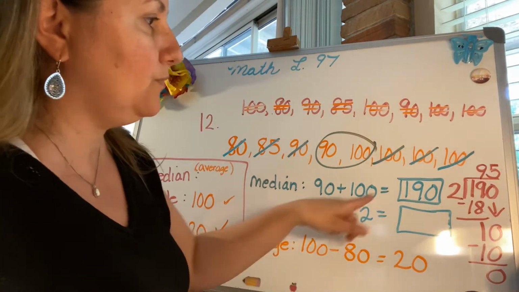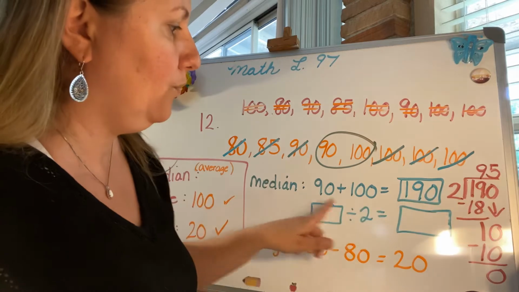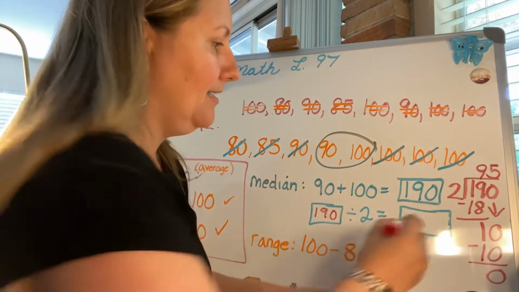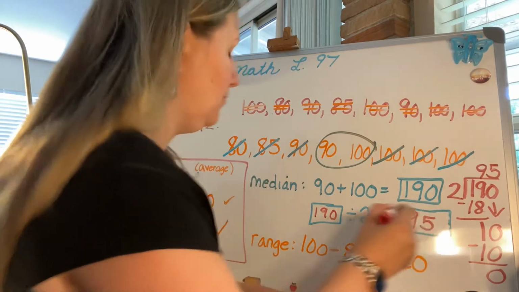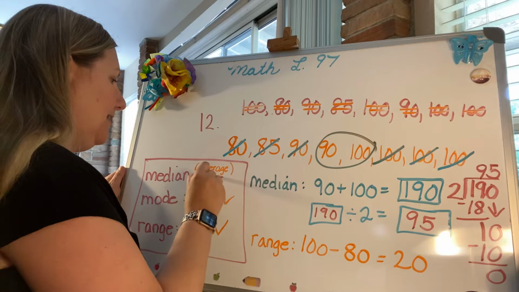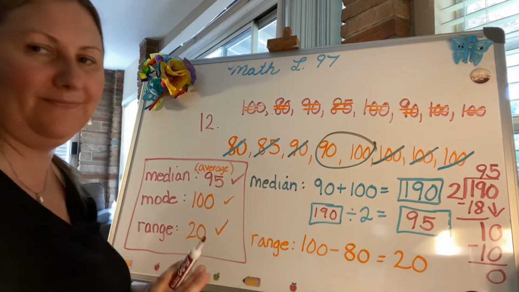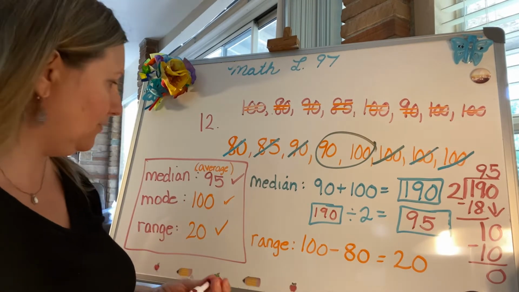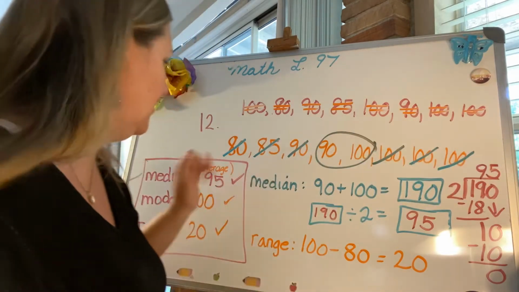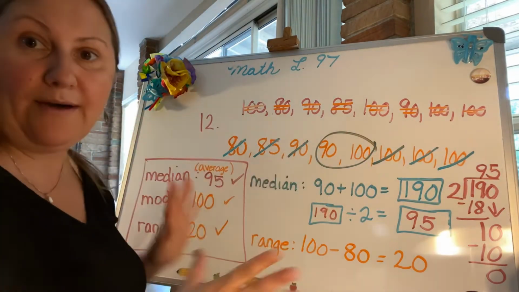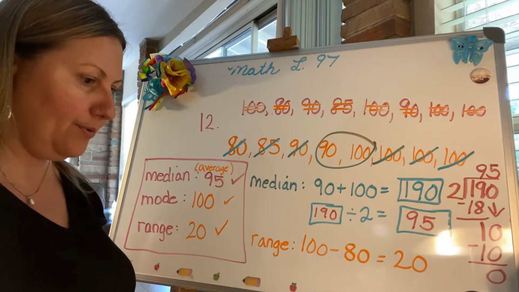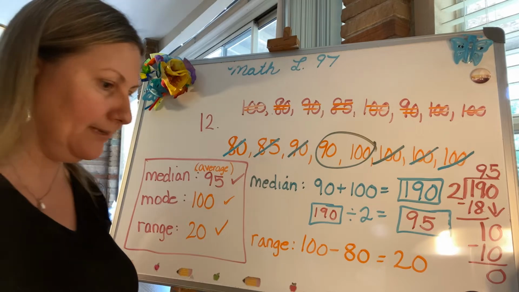So 90 plus 100 is 190. 190 divided by 2 is 95. So what's our median? Our median was 95. Ta-da! Or the average of those 2 numbers. So the median of all of this set of numbers is 95. Wow, that's a lot of work. It sure is, but step by step, we know what to do and how to do it.